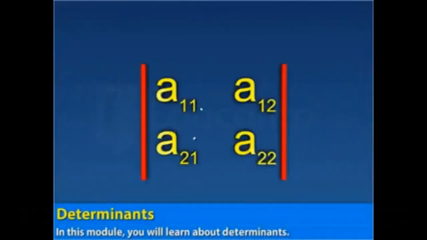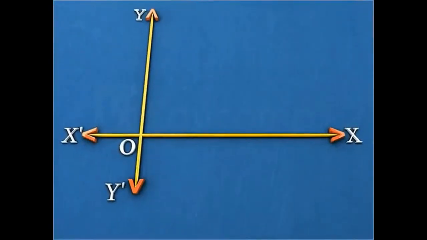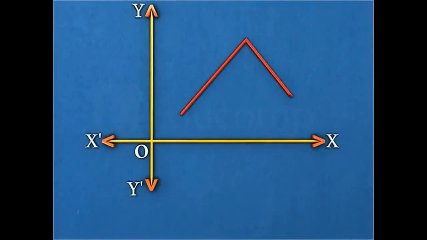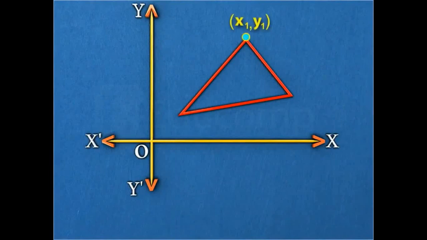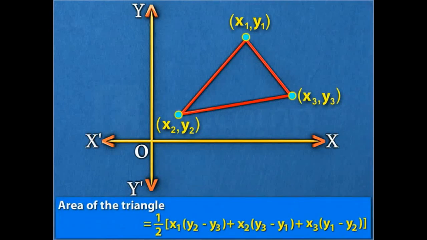Determinants. In this module, you will learn about determinants. You may know that the area of a triangle formed by the points (x1, y1), (x2, y2) and (x3, y3) is the numerical value of the expression half [x1 into (y2 minus y3) plus x2 into (y3 minus y1) plus x3 into (y1 minus y2)].